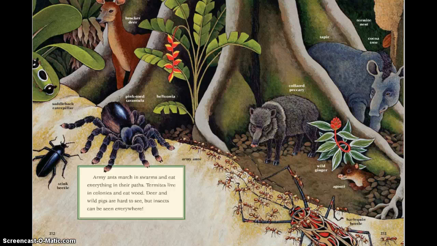Army ants march in swarms and eat everything in their paths. Termites live in colonies and eat wood. Deer and wild pigs are hard to see, but insects can be seen everywhere.